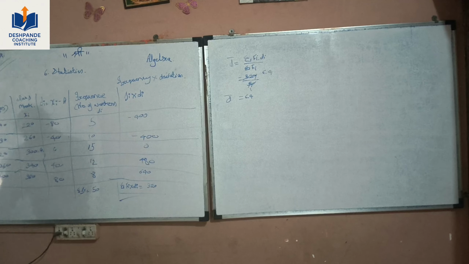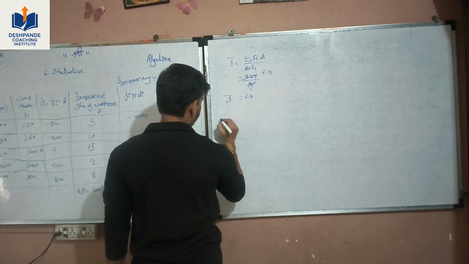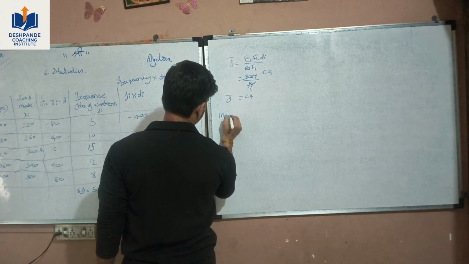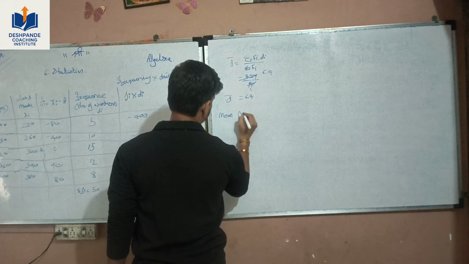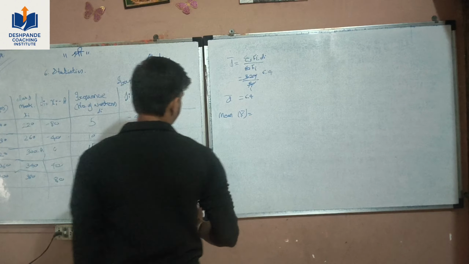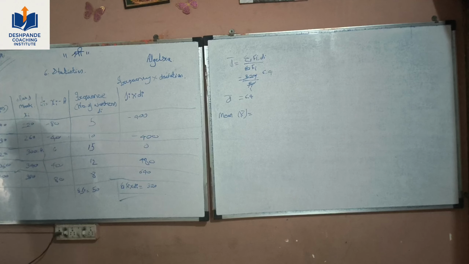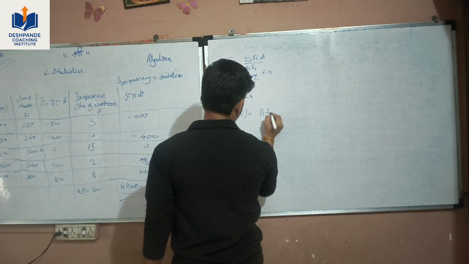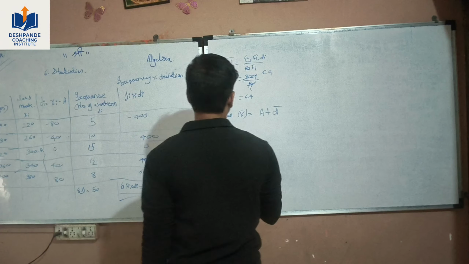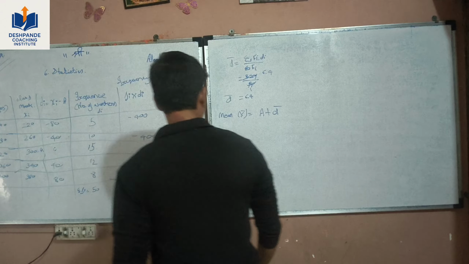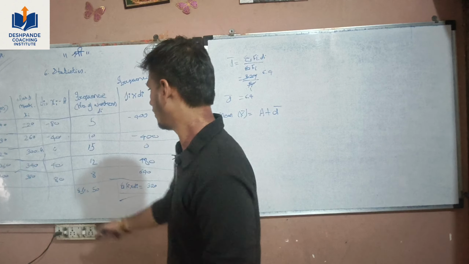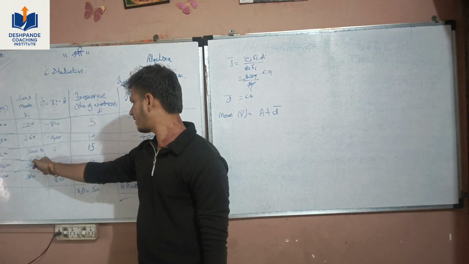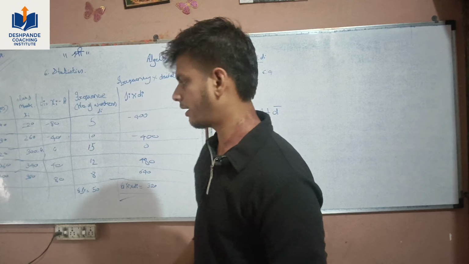So next, what we have to find in the question, we have to find the mean wages. The mean is denoted as x dash. So the formula for x dash is equal to A plus d dash. D dash means deviation dash. So what is A? In the table we have denoted that 300 is equal to A, 300.